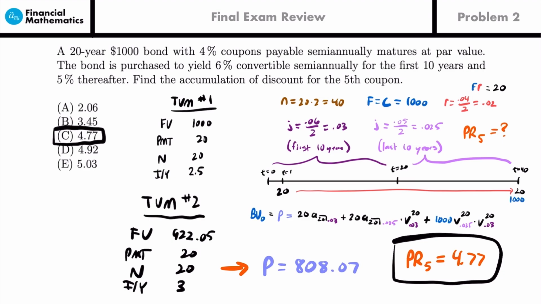Overall, not too bad of a problem if you know your way around the BA II Plus calculator. I included this problem in this video to show you how to calculate the price of a bond that has 2 yield rates, because that could appear on an exam, and also to show you how to use the amortization function in the calculator when working with a bond, because you can find principal and interest amounts very quickly using that function. With that, that's it for this problem. Let's move on to the next one.